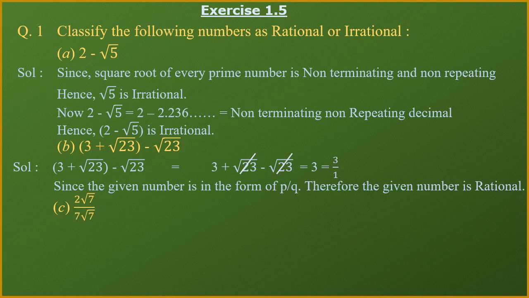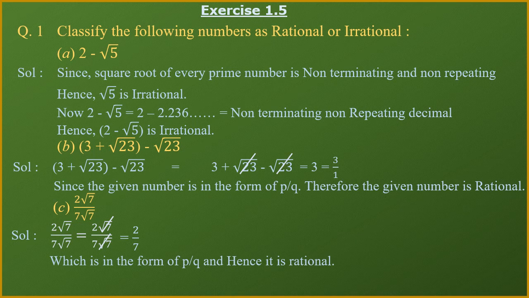So in this question you observe 1 root of 7 from the above and 1 root of 7 from the denominator. I can easily cancel. So who will remain? 2 upon 7, and 2 upon 7 is perfectly in the form of p by q, hence it is also rational. Okay, let us see the next part.